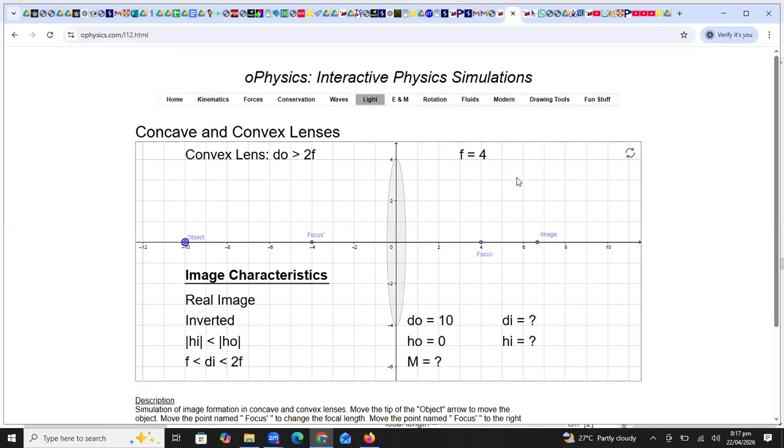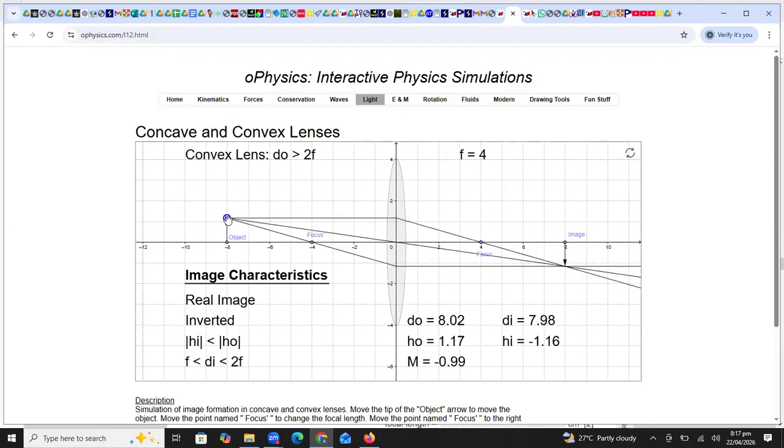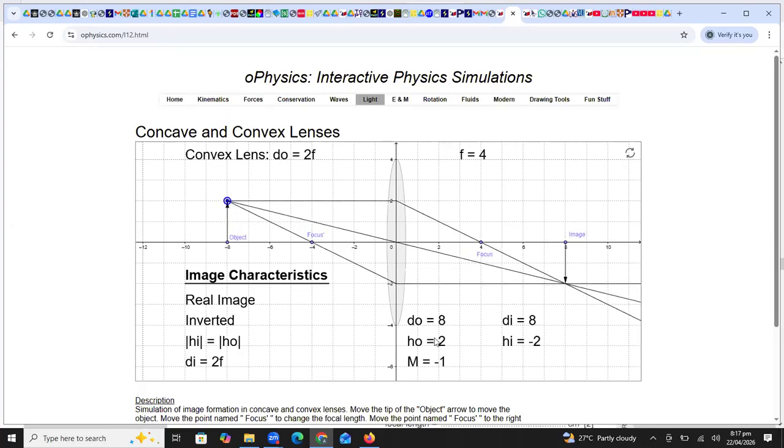All right, students. So what I'm doing, I have to place the object exactly twice the distance of focal length. Like the focal length is at 4 centimeter. So now I will place the object at 8 centimeter. And the object height should be 2 centimeter. So now you can see HO means height of object. So height of object is 2 centimeter.